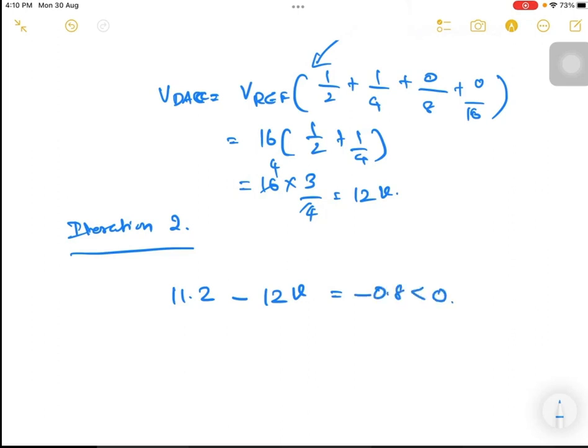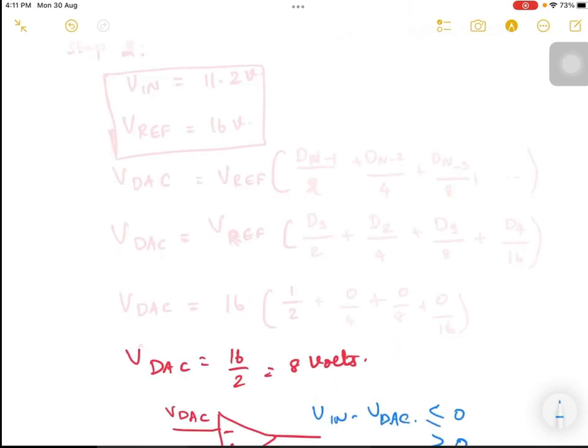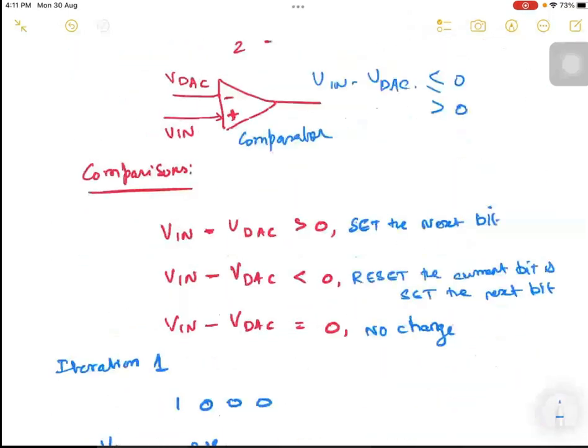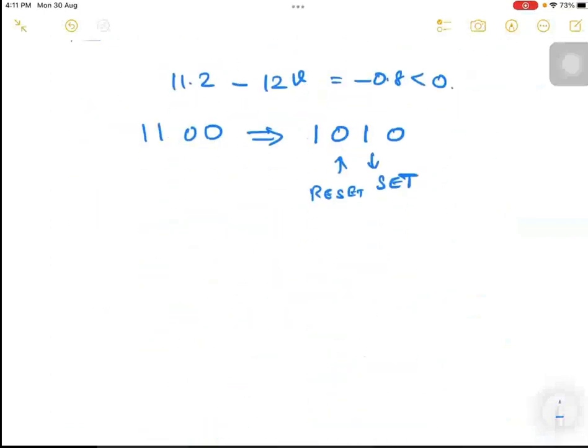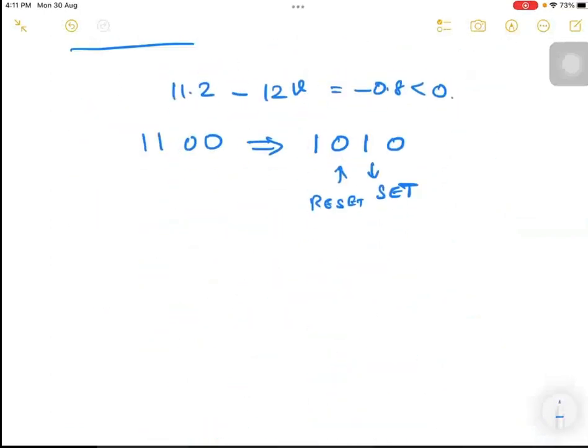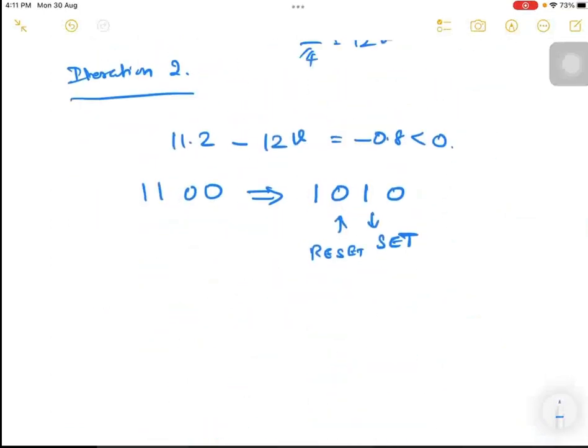In that case, 1100 will become 1010. Got it? Because 10 means reset the current bit. So this bit is reset and this bit is set. Reset the current bit and set the next bit. So in this case we got 1110.